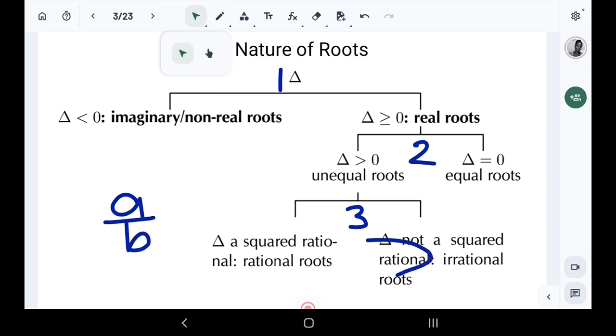Now let's continue. Now if your roots are irrational, your discriminant will be a positive number bigger than 0 but will not necessarily be a perfect square. It will not be a perfect square. So how do you know your roots are irrational? When your discriminant is a positive number but not a perfect square. And you know your roots are rational when your discriminant is a positive number bigger than 0 and it is a perfect square. That's how you know.